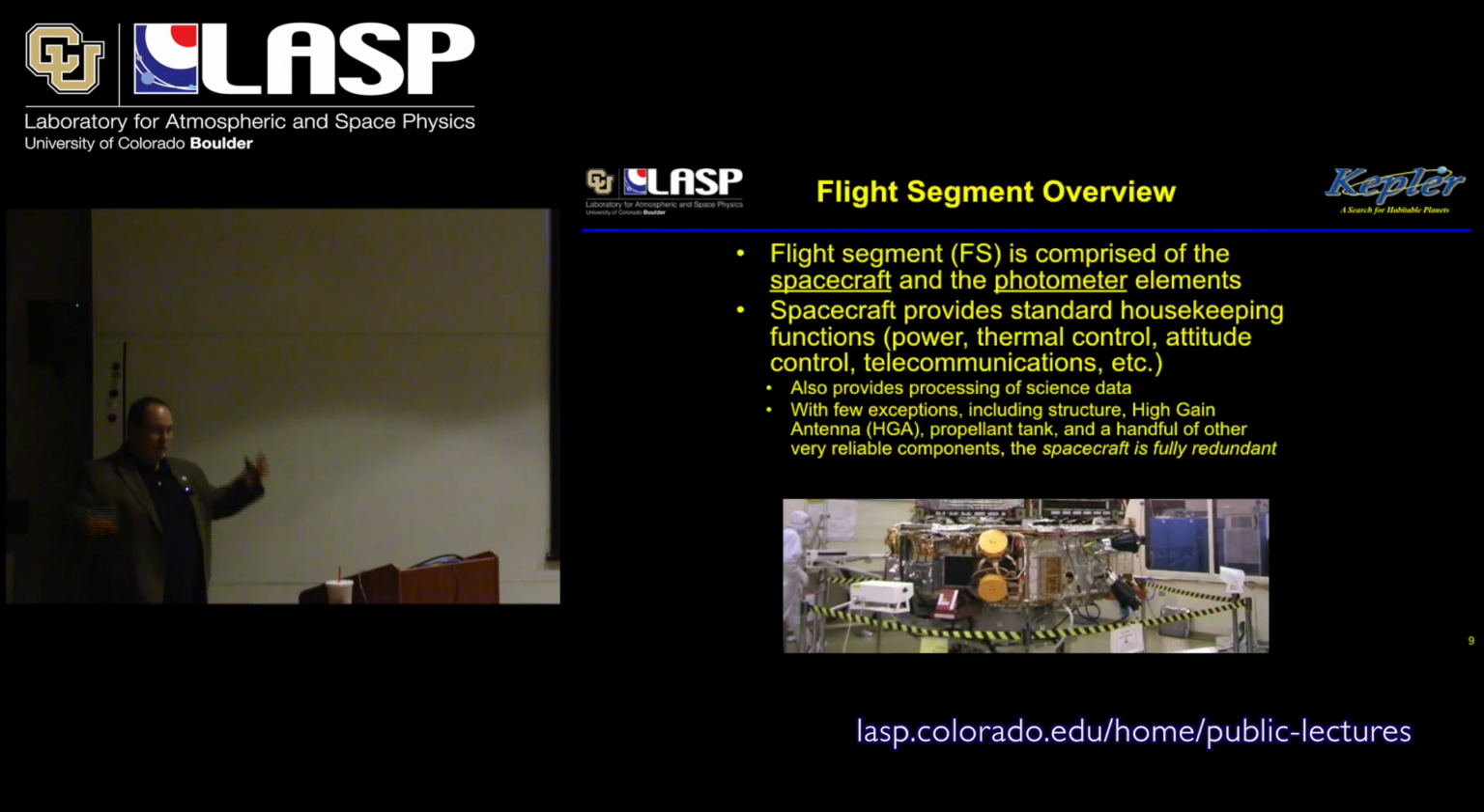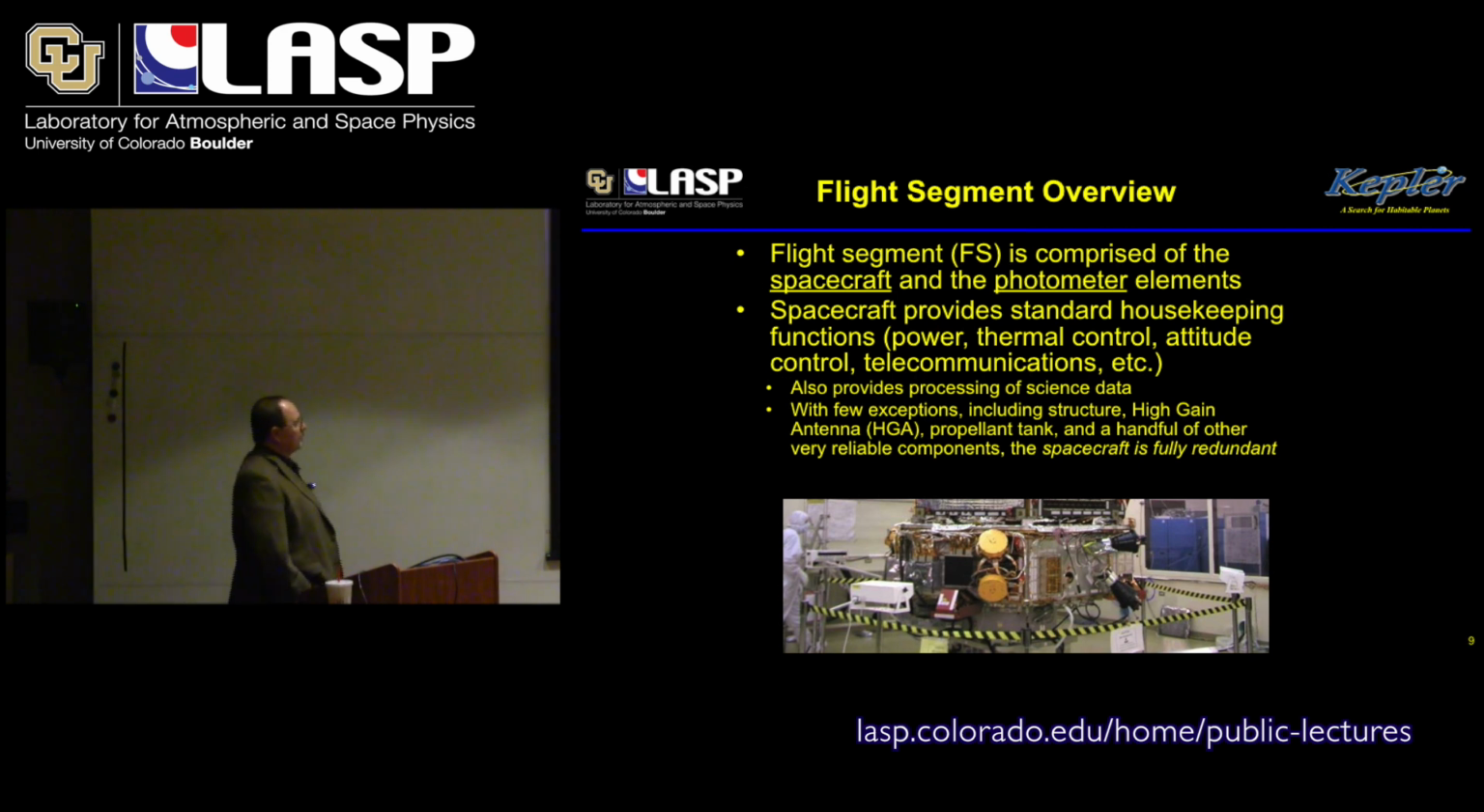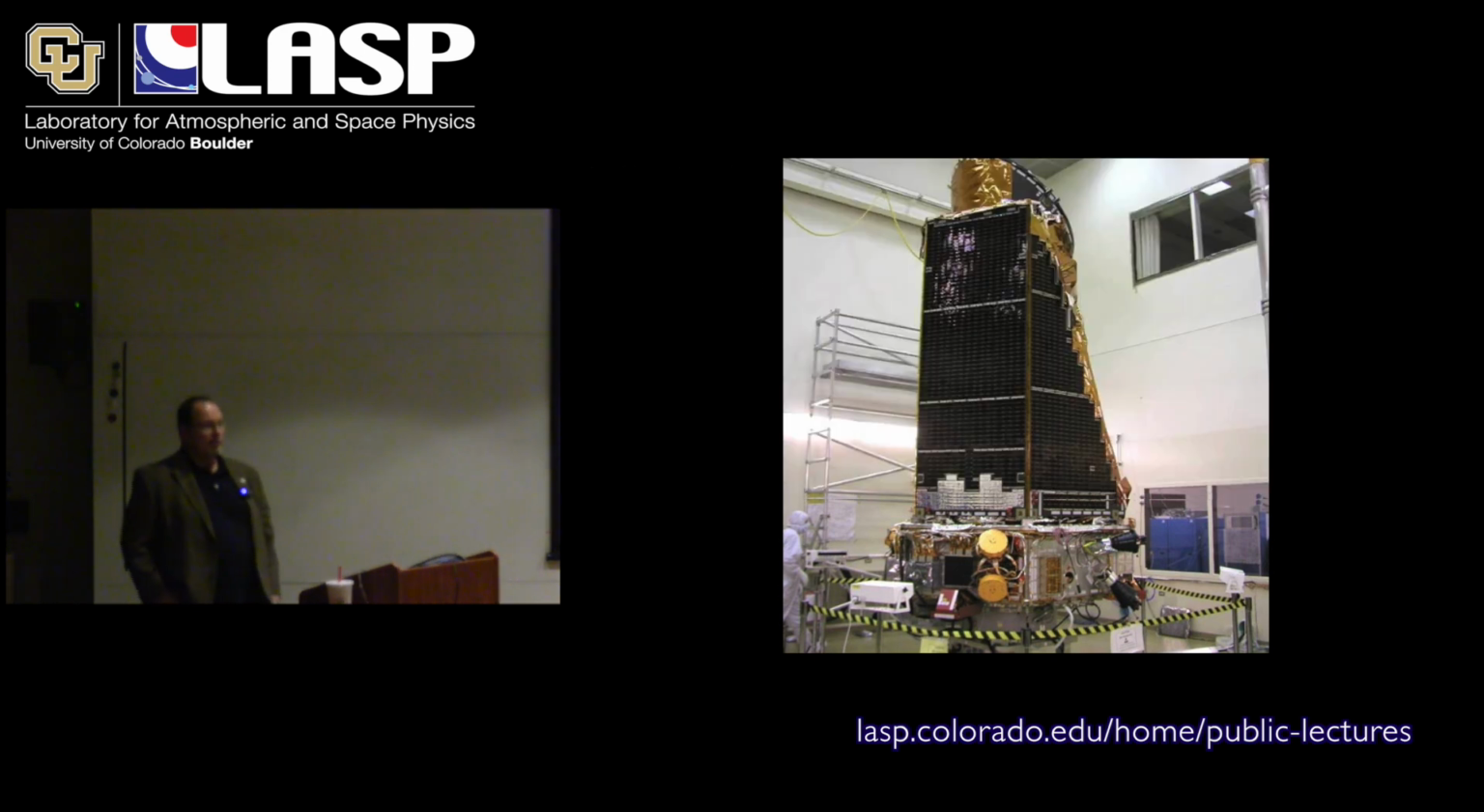The flight segment, what we call the flight segment, is really comprised of both the spacecraft and the photometer. The spacecraft provides all the standard stuff that spacecraft do. There's got to be an attitude control system, there's got to be electrical power system, there's a propulsion system, thermal system and structures, and with few exceptions, pretty much everything was redundant. So what you see here is just the spacecraft portion, and here's the photometer.